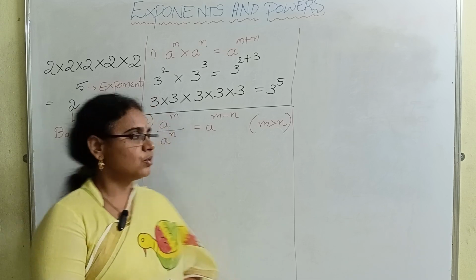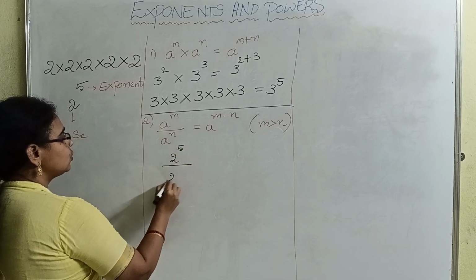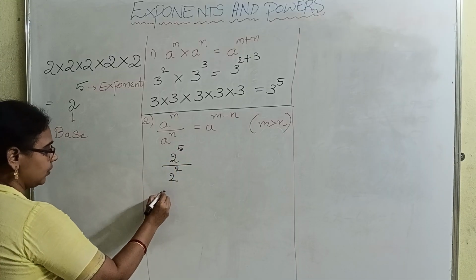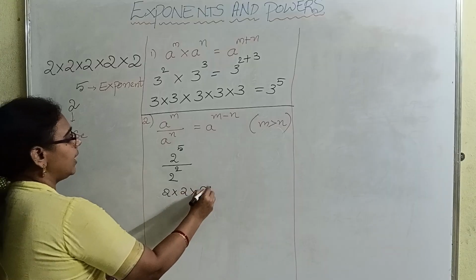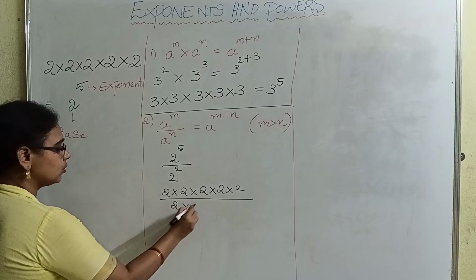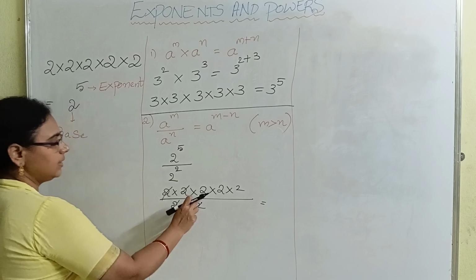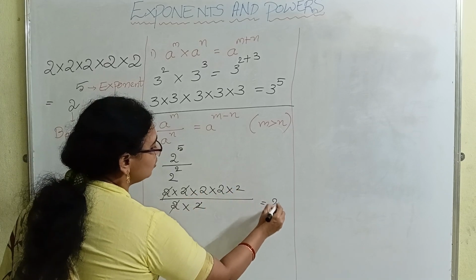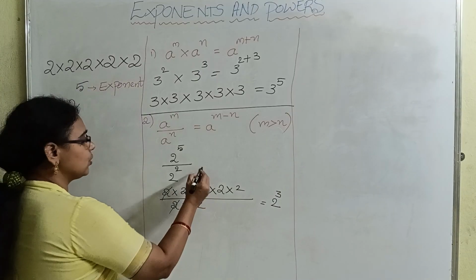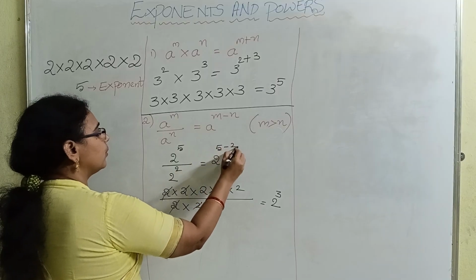Through one example, we have to check this one: 2 to the power of 5 by 2 to the power of 2. How can you write it in the product form? 2, we have to write 5 times, and in the denominator 2 square, 2 into 2. So can we get the cancellations? Yes, we can. What is the remaining number? 2 into 2 into 2. 2 multiplied 3 times. So 2 to the power of 3. Here, if bases are same in division, subtract the exponents.